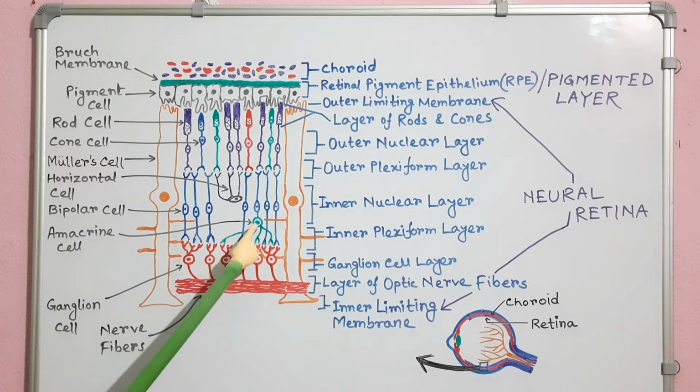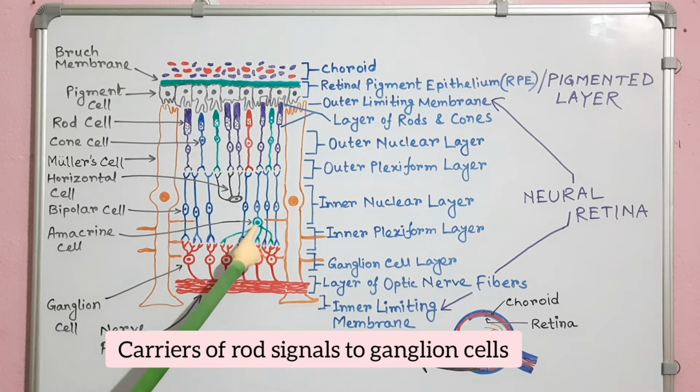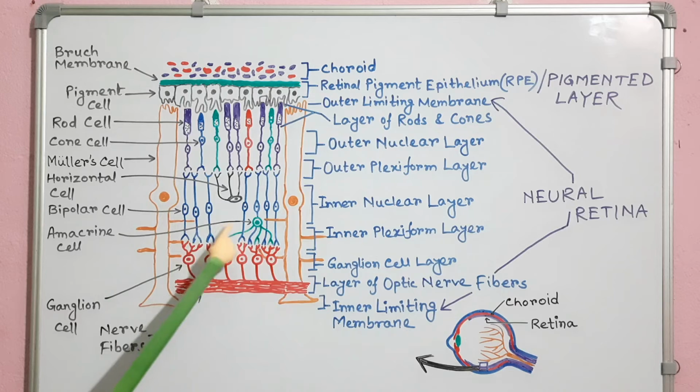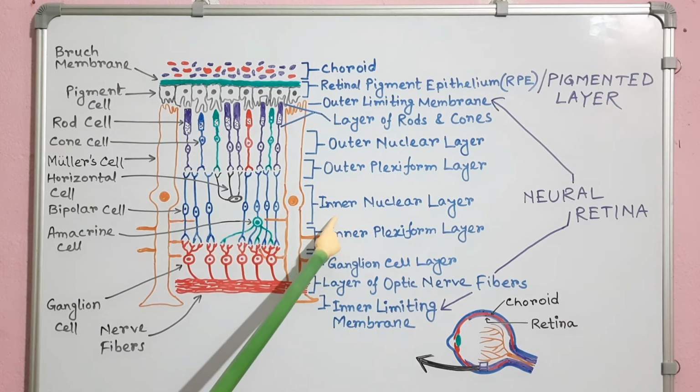This is an amacrine cell. The amacrine cells lack axons. There are at least 40 types of amacrine cells found. These are the major carriers of rod signals to the ganglion cells in the retina. So, in this layer, the cell bodies or nuclei of horizontal, amacrine, bipolar and Muller's cells are present. This layer is named as inner nuclear layer.